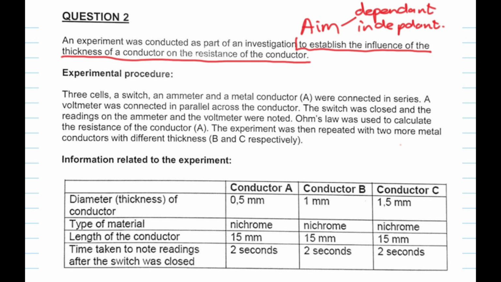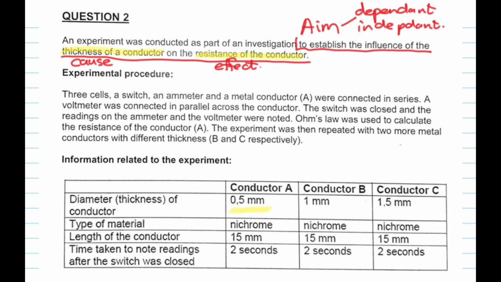So let's have a look. Now in this particular aim, they have given you the 2. So let's have a look at the variables. They've given you thickness of a conductor and the resistance of the conductor. So that's our 2 variables. And in this case, they wrote it as cause and effect. So the thickness of the conductor will be the cause and the resistance of the conductor will be the effect. Or the cause will be our independent variable and the effect will be our dependent variable.